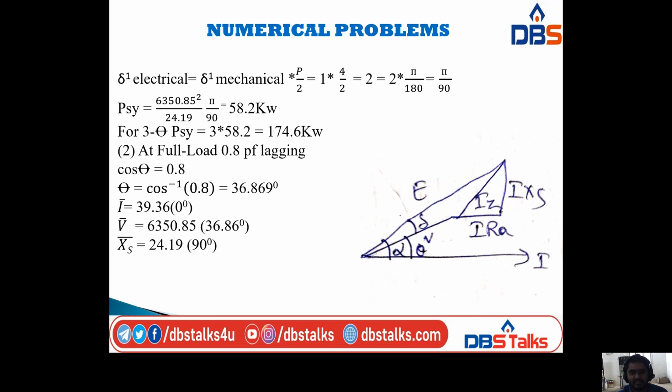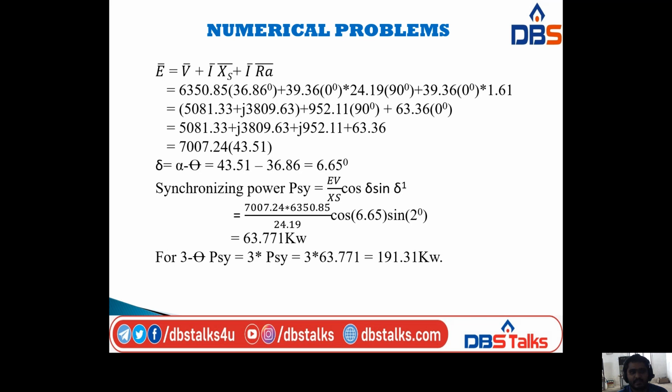From this phasor diagram, I write the equation: E bar is equal to V bar plus I bar into XS bar plus I bar into RA bar. In the problem, the V bar value is 6350.85 at an angle of 36.86 degrees, plus I value is 39.36 at an angle of 0 into XS value 24.19 at an angle of 90 degrees, plus I value 39.36 at an angle of 0 into 1.61, that is the RA value.